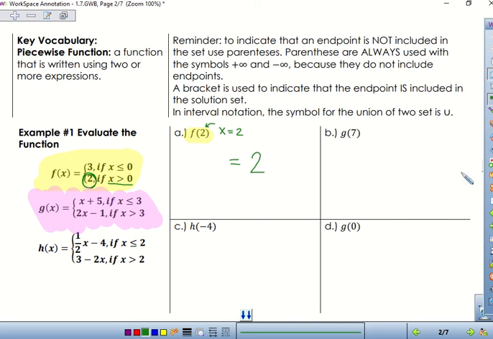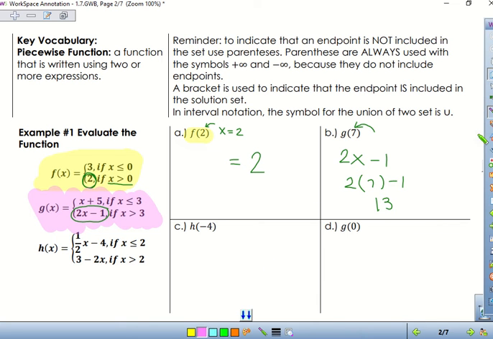So for g of x, we're looking at the x value of 7. Is 7 less than or equal to 3? Or is 7 greater than 3? Greater than 3, so we're going to use this one. Now the problem with this is there's an x in it, so I need to plug what in for x? 7. Which gives me 13. Okay? Now we're going to try it again with the h of x.